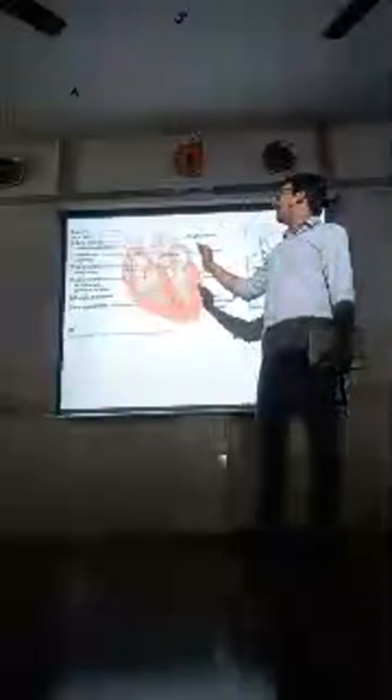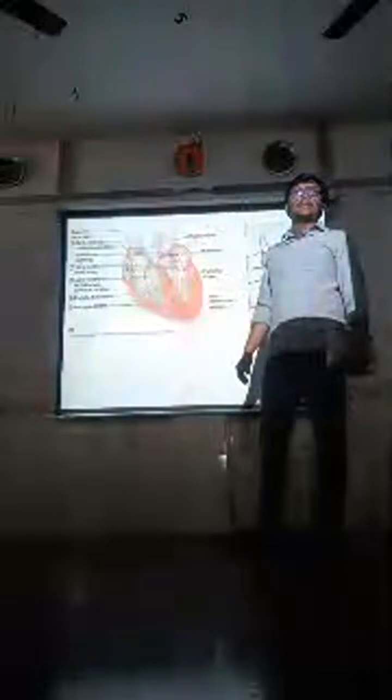This is known as the sinoatrial node. So the impulse is starting in the right atrium, just beneath the superior vena cava. And this part is known as the sinoatrial node. Are you clear? Yes sir.